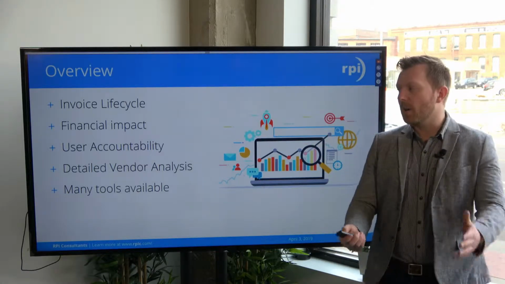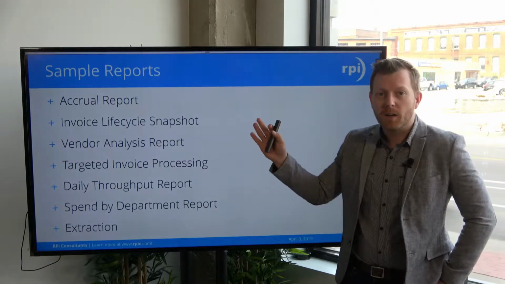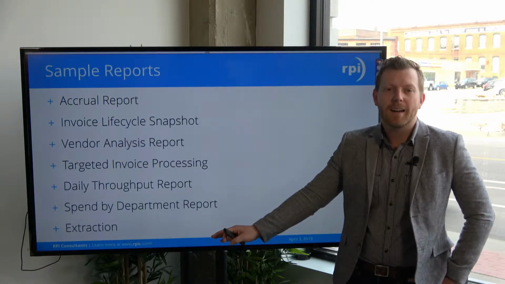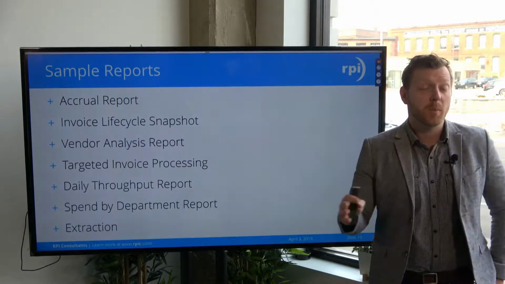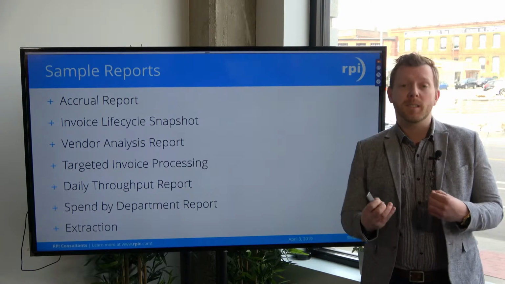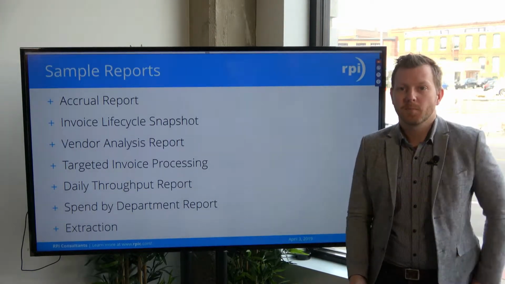So what are some of our common AP reports? These are the ones I'm basically going to run through today. Accrual Report all the way through an extraction report, essentially highlighting different areas within your accounts payable department that can help you make better decisions, help you process things faster, get maybe better rebates and things like that.